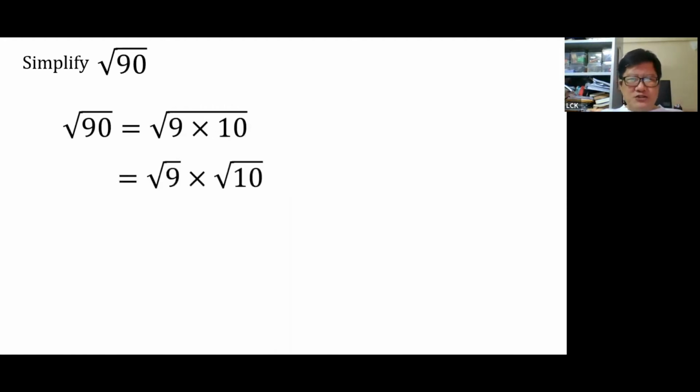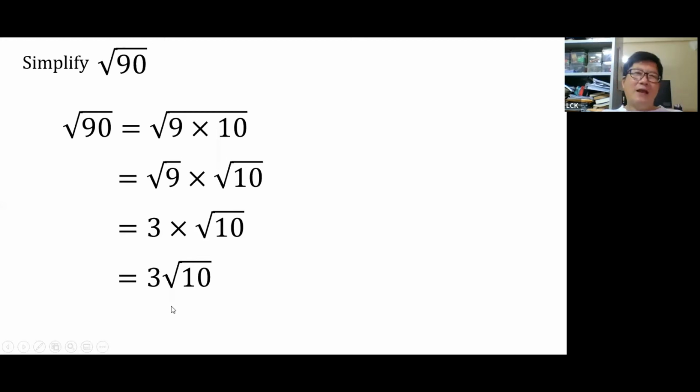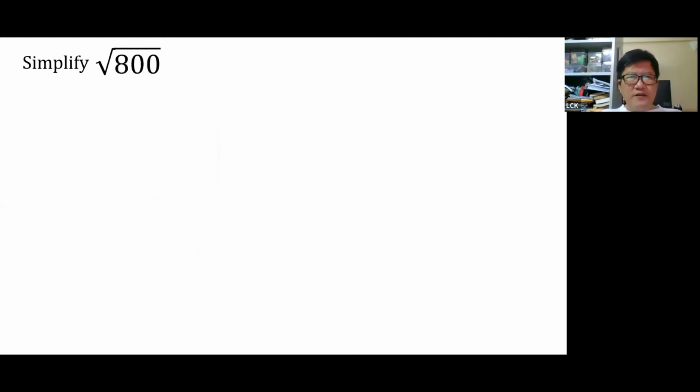Now you get your two surds. After that, square root of 9 is 3. Square root of 10 remains there. So your answer is 3 square root 10. Right? Get the hang of this.